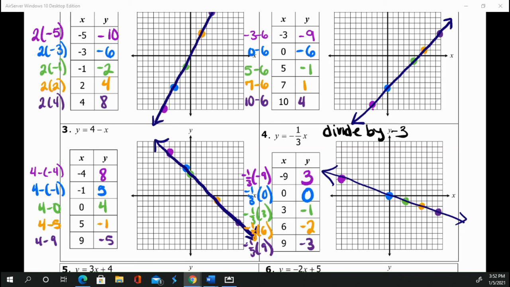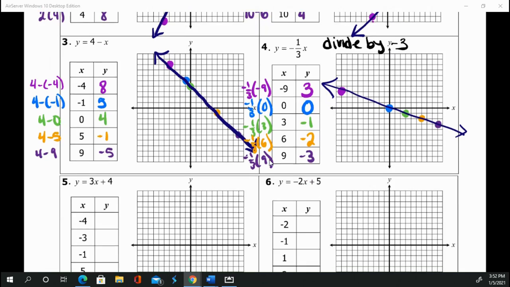That's it for the Jamboard practice assignment on 3-1, graphing linear equations using a table of values. These are also 4 problems from your homework. So the rest of your homework are these last 2 problems here.